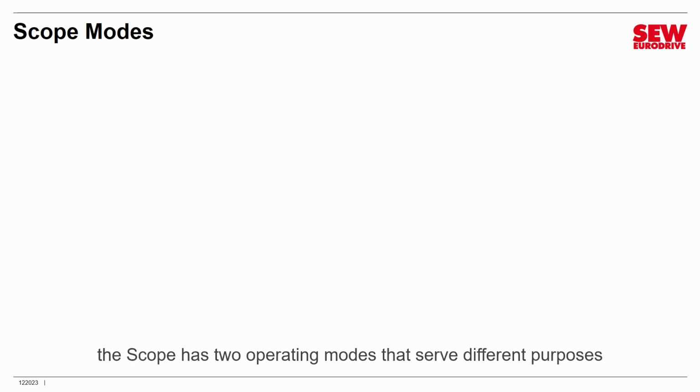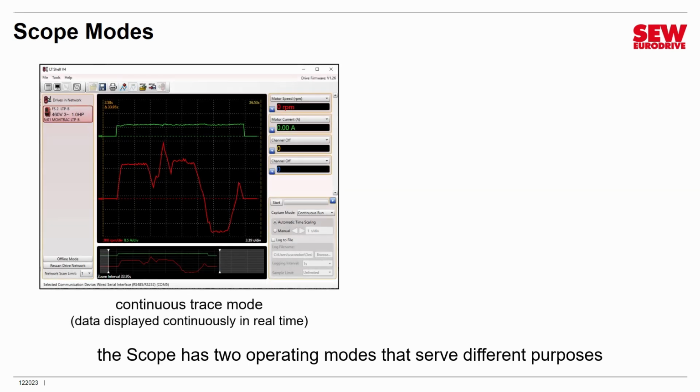The scope has 2 modes, and they serve completely different purposes. I'll be demonstrating both of them. Continuous trace mode is kind of like a classic laboratory bench oscilloscope where the data is just displayed continuously in real time. You press the start button and the scope display on the PC immediately starts showing the traces, and it just keeps going and going and going as long as you want.